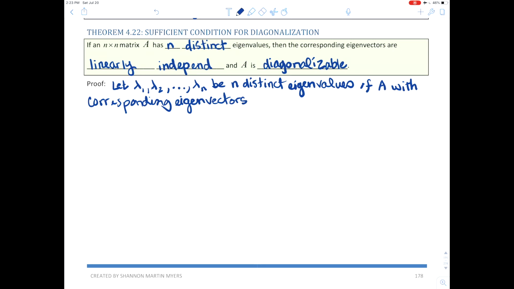And why don't we call these corresponding eigenvectors x1, x2, all the way down to xn. Good so far?